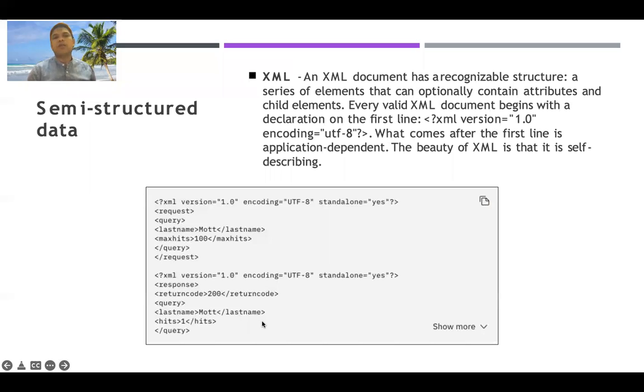The next one is semi-structured. When we talk about semi-structured data, an example is XML. So this is a standard XML structure. We have an XML tag, and these are all the attributes. You can see that we have a last name, Maxis. And the second one is also the same. We have a written code, we have a last name, and we have a hit.